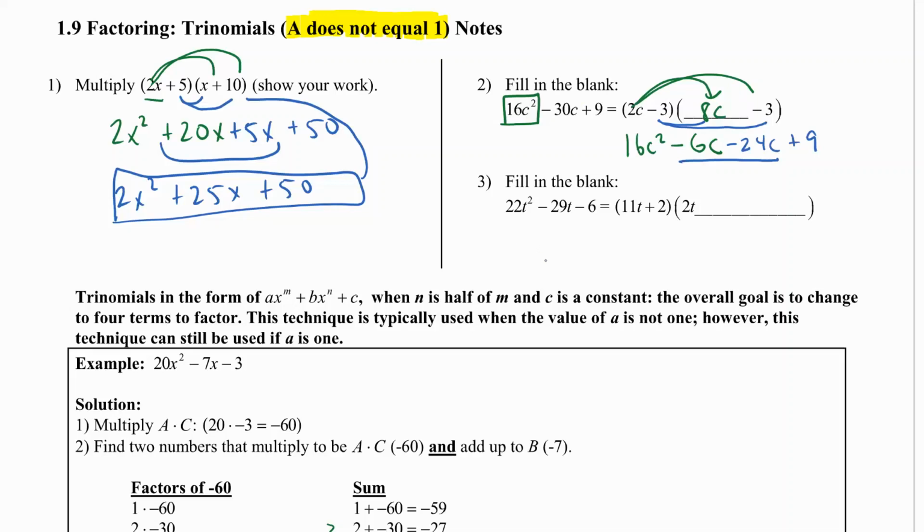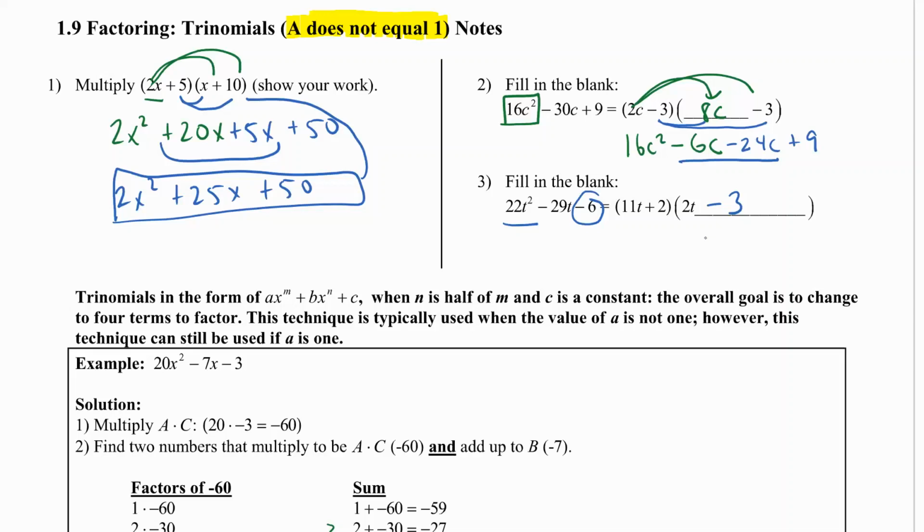So number 3, we have 22t squared minus 29t minus 6. So if one of the factors is 11t plus 2, again, we didn't even have to have that 2t. We can do that problem without it, because 11t times something has to be 22t squared. And then when we think about this last number here, that negative 6, that's positive 2 times something, and that's got to be negative 3. I guess we can divide to do that. So number 2 and 3, the point is, again, just familiarizing ourselves with that multiplication process.